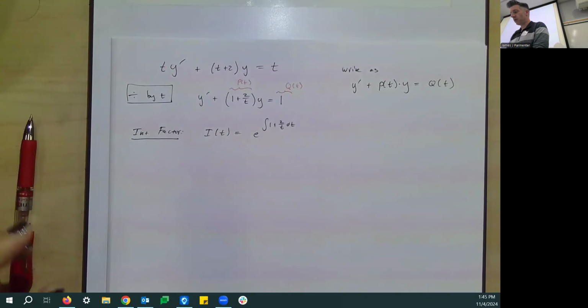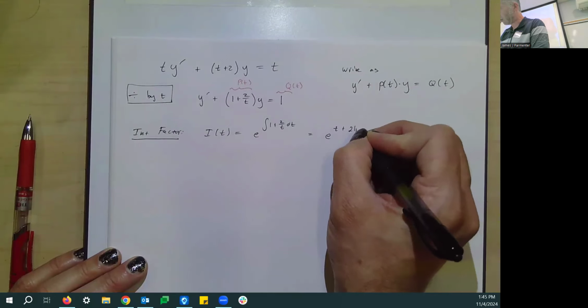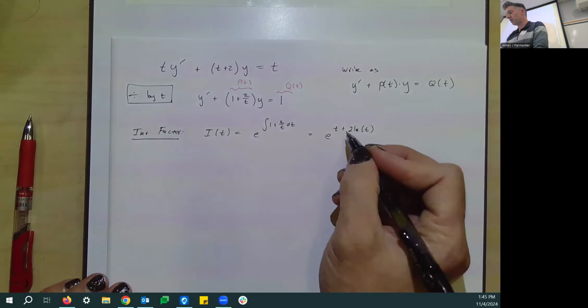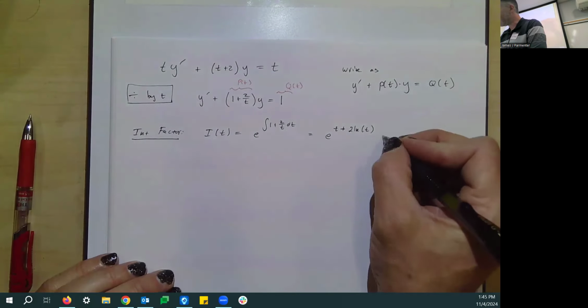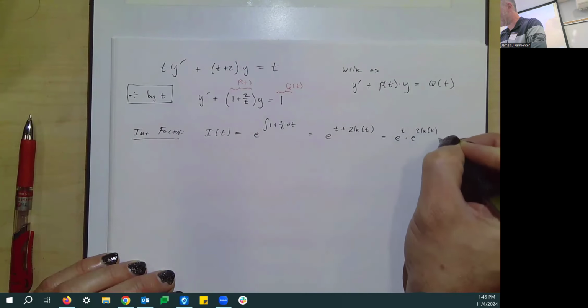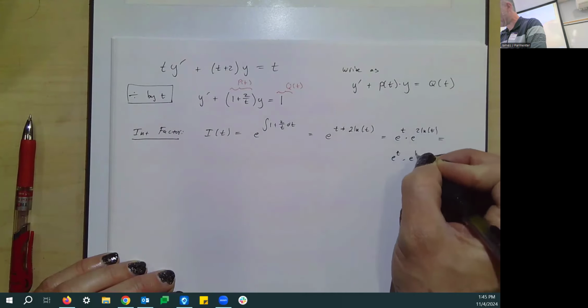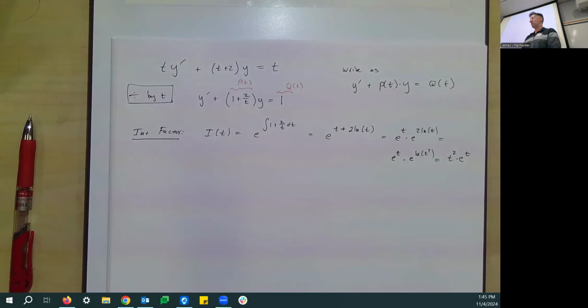It's totally worthwhile to do that. I'm integrating this, you're going to get e to the t plus 2 natural log of t. And even though this looks like it might not simplify, it does. And you are definitely encouraged to simplify this to make your life suck less. So this is e to the t times e to the 2 natural log of t, which is e to the t times e to the natural log of t squared, which is just e to the t times t squared, or t squared times e to the t. And that is a much better thing to write and probably to deal with as well. If you simplify this as much as possible, you'll see what cancels more easily later on.